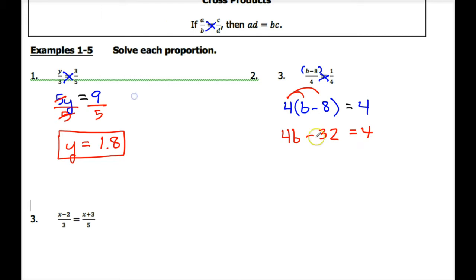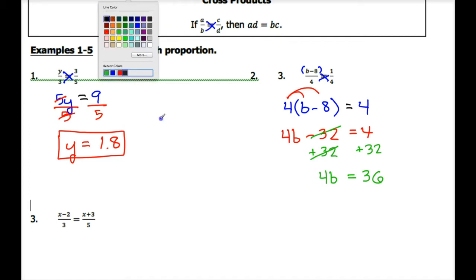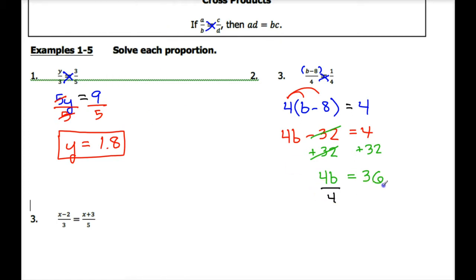And now I can first add 32 to both sides to get rid of my minus 32. When I do that, I get 4b is equal to 4 plus 32 is 36. And then lastly, I can divide by 4. And that gives me b is equal to 9. Okay, and again, check by plugging that back in.